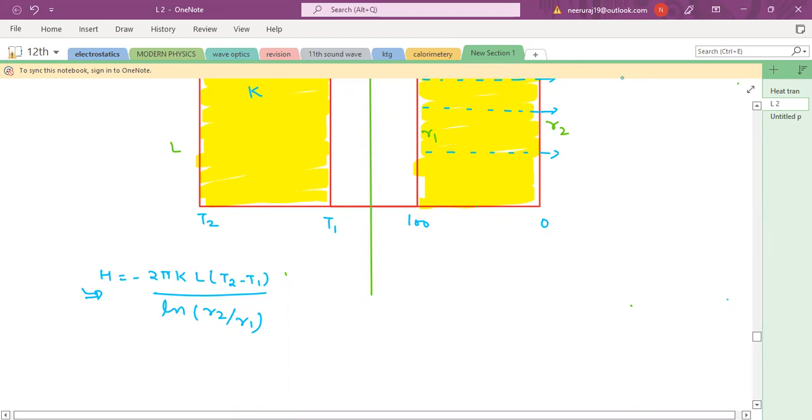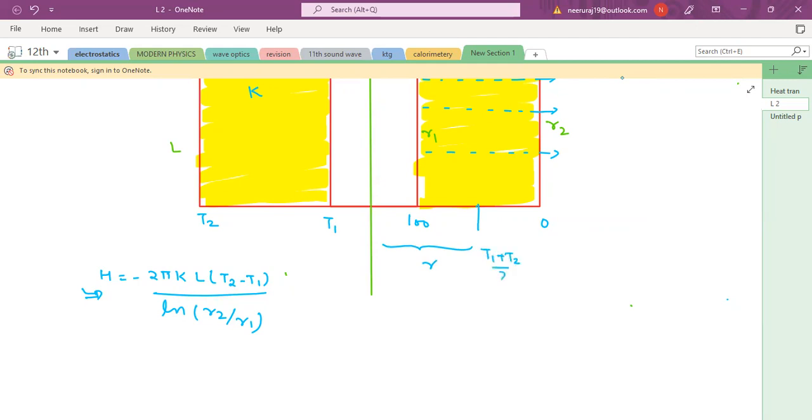So suppose at some distance R, the temperature is half. How will we write this half? Half is (T1 plus T2) by 2. This is half of this. Suppose one side temperature is 100, the other side is 20. So half means here, I am saying, 100 plus 20 by 2. It becomes 120 by 2, it becomes 60. That is the meaning of my half here.